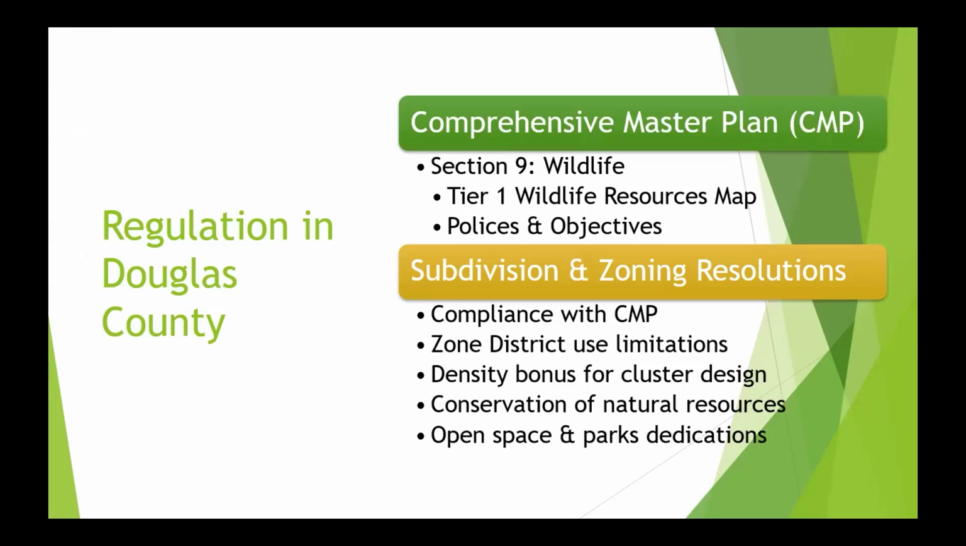Our comprehensive master plan section, so that's the philosophy of land use within the county. Section 9 is again our wildlife plan. It's got that tier 1 resources map. So if it's a county to regional scale, it appears on that map. And our policies and objectives have protections and guidelines for buffering and protecting those areas and building around those things that are protected. And of course, we've got the high, medium, and low habitat qualities in there as well. Our subdivision and zoning resolutions take their cues from the comprehensive master plan, and that's where the real teeth is, because those are the regulations, but they implement the philosophy that's in the comprehensive master plan.